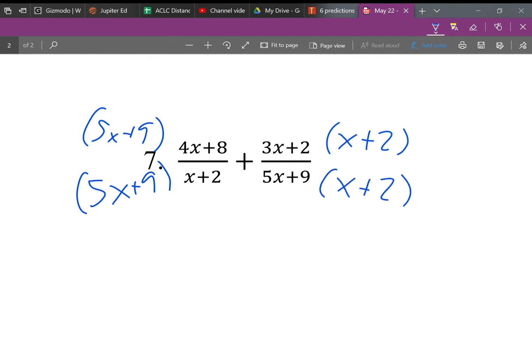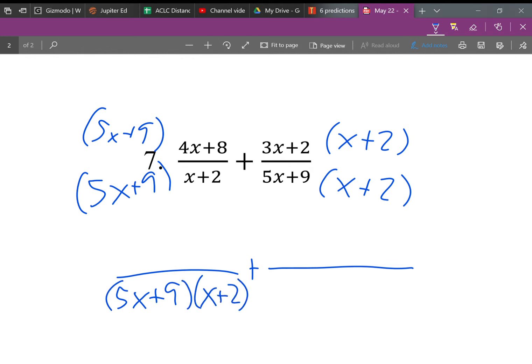Now what makes this one a little bit more of a pain is when I'm doing those numerators, when I'm multiplying, I'm going to need to use my box, or you can FOIL if you're comfortable with foiling. So what's the new denominator? 5x plus 9 times x plus 2, and of course you could have that order switched. The order doesn't matter.